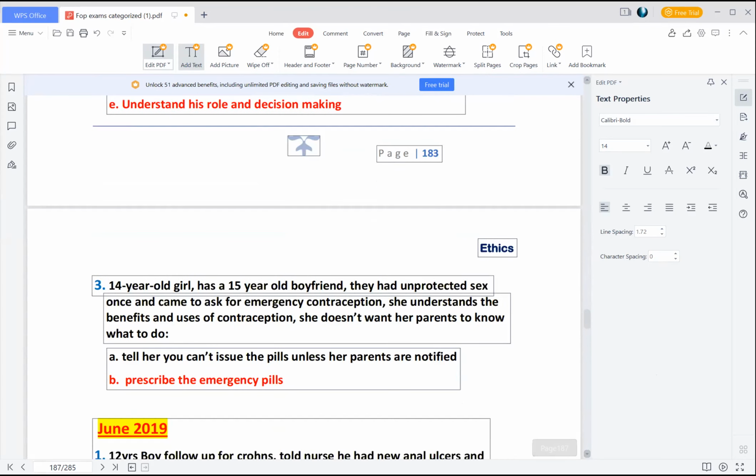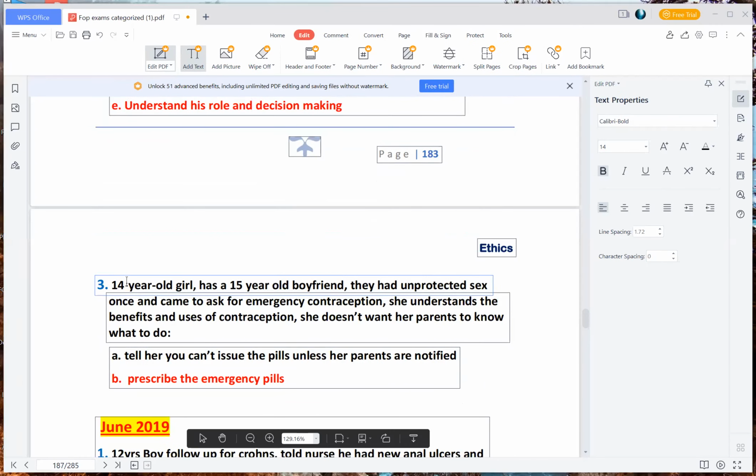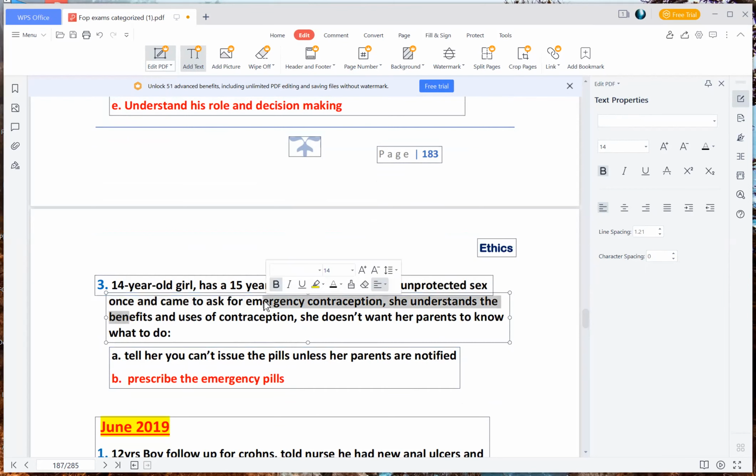Next question. We try to cover all this folder today. Ethics 1. A 14-year-old girl has a 15-year-old boyfriend and they had unprotected sex once and she came to ask for emergency contraception. She understands the benefits and uses of contraception, meaning she is Gillick competent. She doesn't want her parents to know. What will you do? She is Gillick competent. You prescribe the medication, and what about the confidentiality? You will keep the confidentiality. Yes. Okay, you keep the confidentiality.